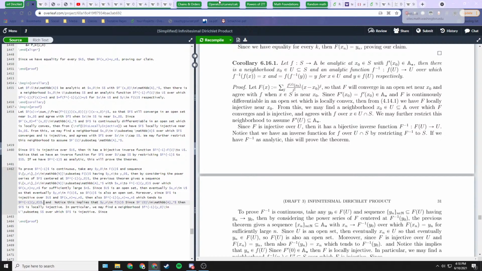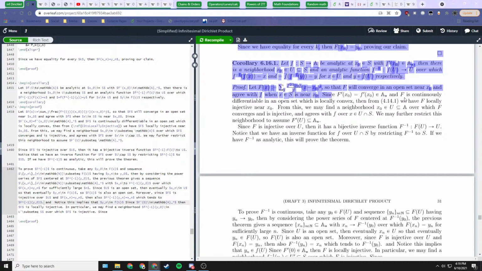Okay, so we're going to consider this capital F function, this power series. F converges in an open set near x0 and agrees with f when x is also in S near x0. Since f prime x0 is a unit, and f is continuously differentiable in an open set, which is locally convex, then from this theorem, back from differentiability or integration, f is locally injective. So we may find a neighborhood U over which capital F converges, is injective, and agrees with f when x is also in S. We may further restrict this neighborhood to assume f prime of U is a subset of A star, since this is just a neighborhood of x0, which has f prime x0 in A star.